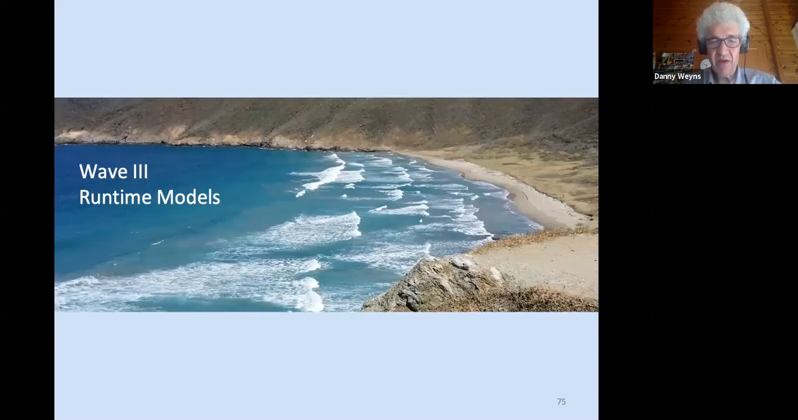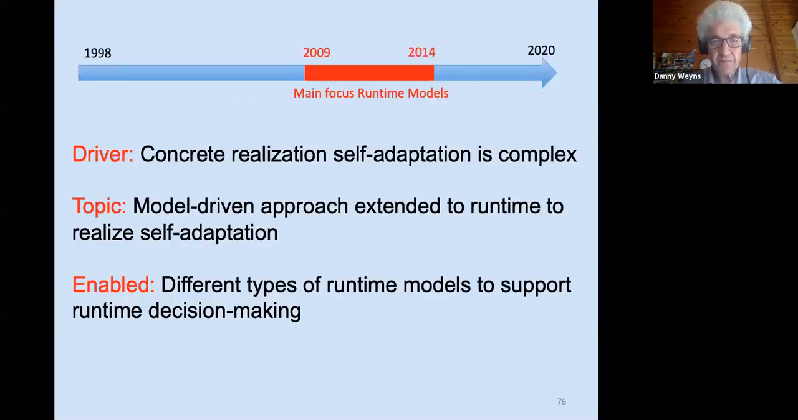This brings us to wave 3, which is called runtime models, or sometimes also called models at runtime. The focus of this wave is a bit later, from 2009 to 2014. In fact, this wave was triggered by the need for more: although we now have coarse-grained architectural ideas, what we see in practice is that if you want to realize self-adaptive systems, it remains very complex. And there are too many complicated details that need to be tackled.